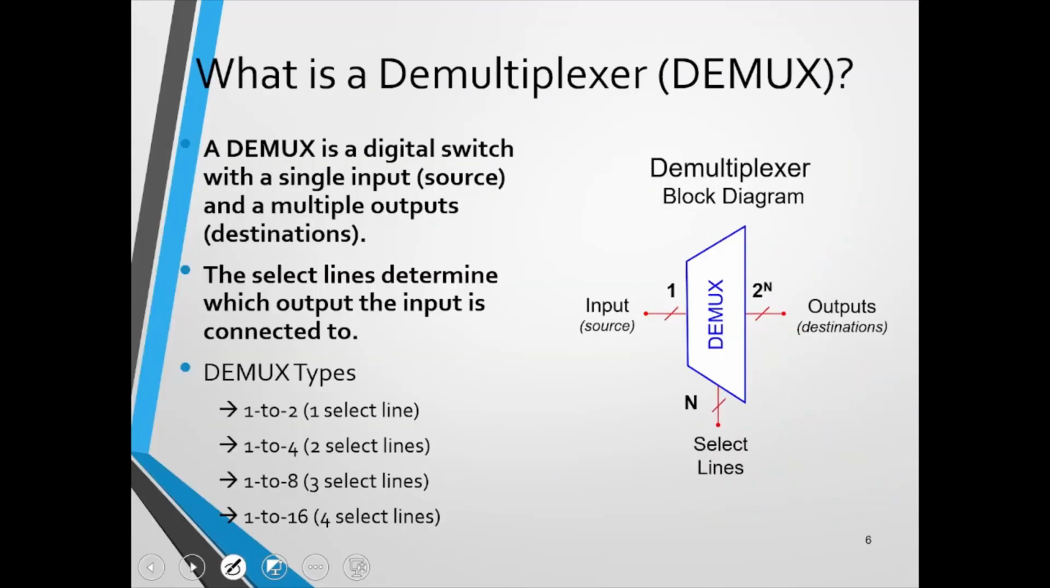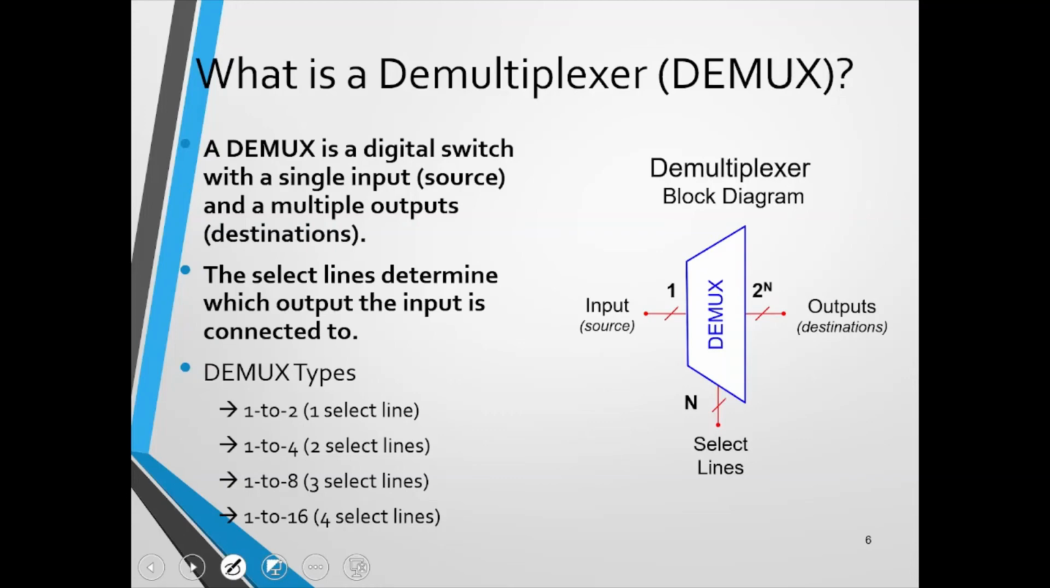After this, we are going to study a demultiplexer, which is exactly opposite to that of a multiplexer. A demultiplexer is a digital switch with a single input and multiple outputs, which are also called the destinations. In a demultiplexer, there is a single input and there are 2^n outputs, or we can say in general there are n select lines, right? And the same formula is followed in the demultiplexer for the number of select lines.